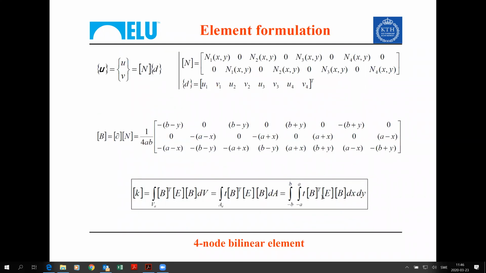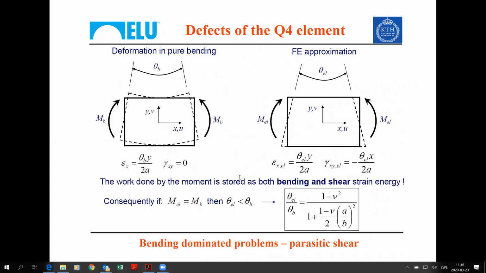Now, let's look a bit at the performance of this element.